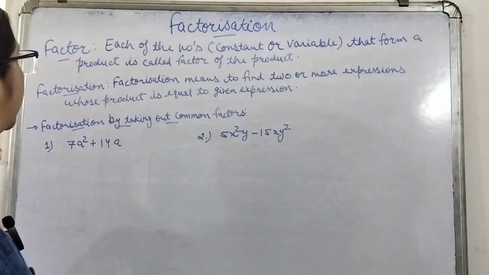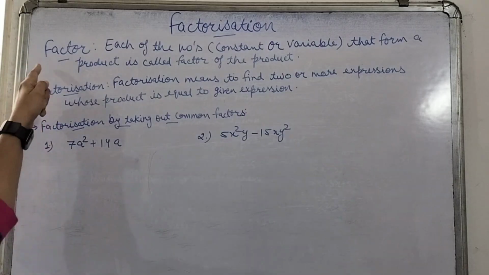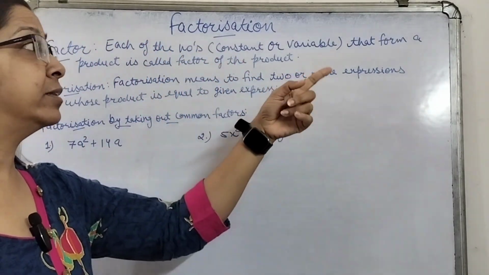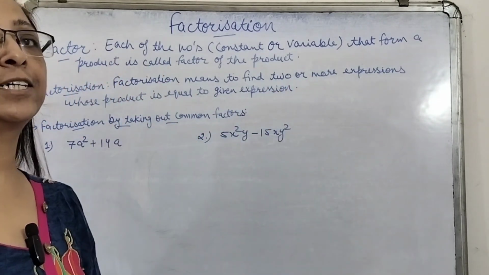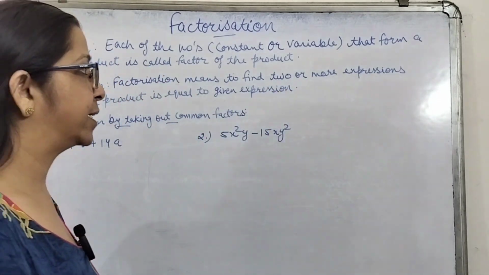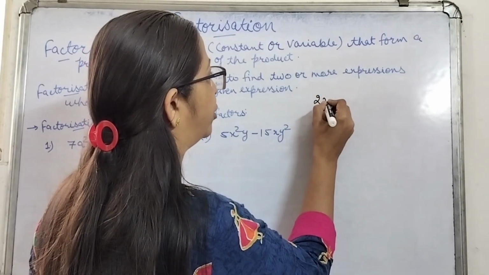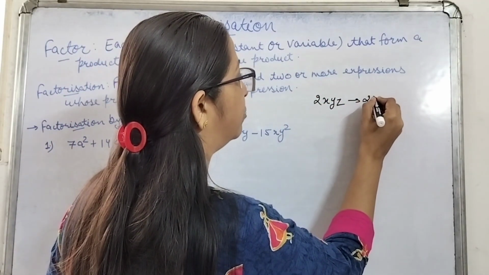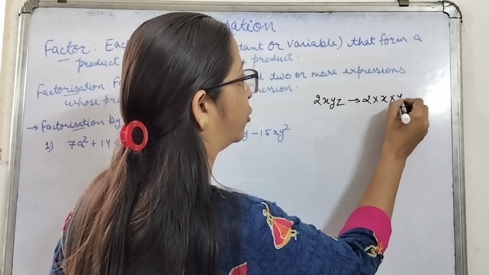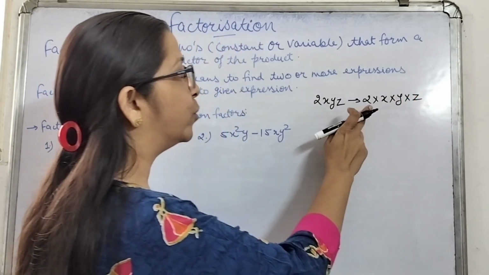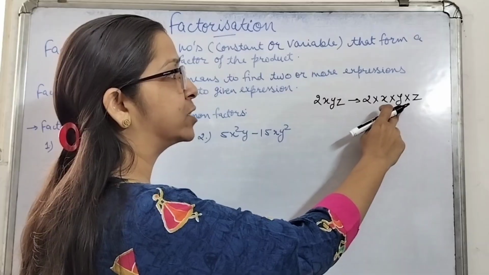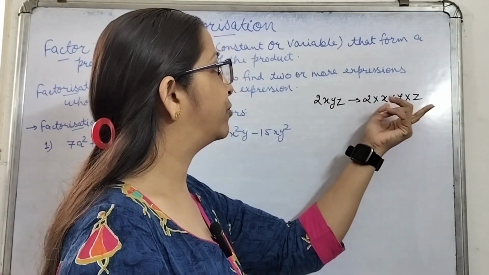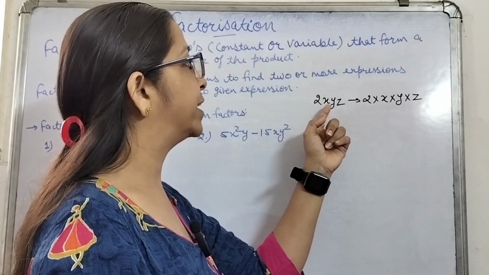First of all, we'll be learning what a factor is. Each of the numbers, it could be a constant, it could be a variable, that form a product is called a factor of the product. Suppose I take an example, 2xyz. We can write this 2xyz as 2 multiplied by x multiplied by y multiplied by z. Over here 2 is a constant, and x, y, z are all variables. When we multiply all these, we get the product 2xyz.